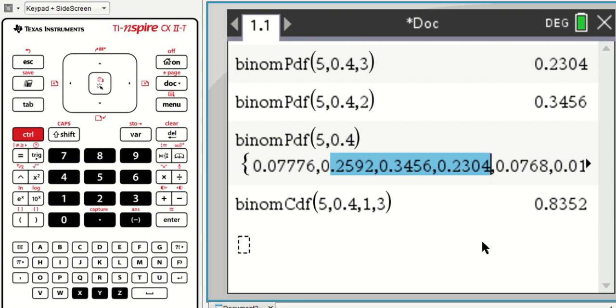And that's it. That's, in a nutshell, how we can calculate probabilities with the CDF, the cumulative density function, and the PDF for the binomial distribution, the probability density function.